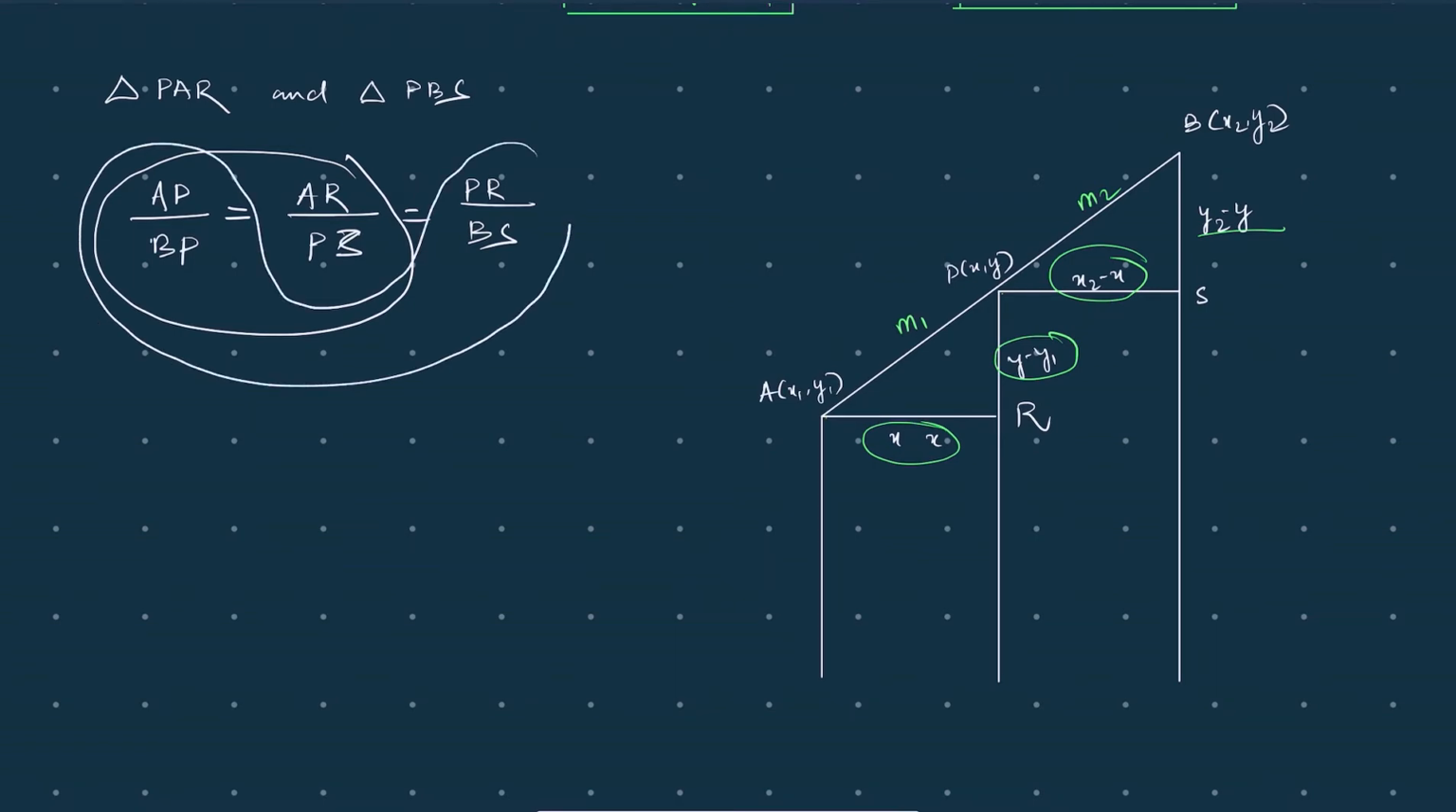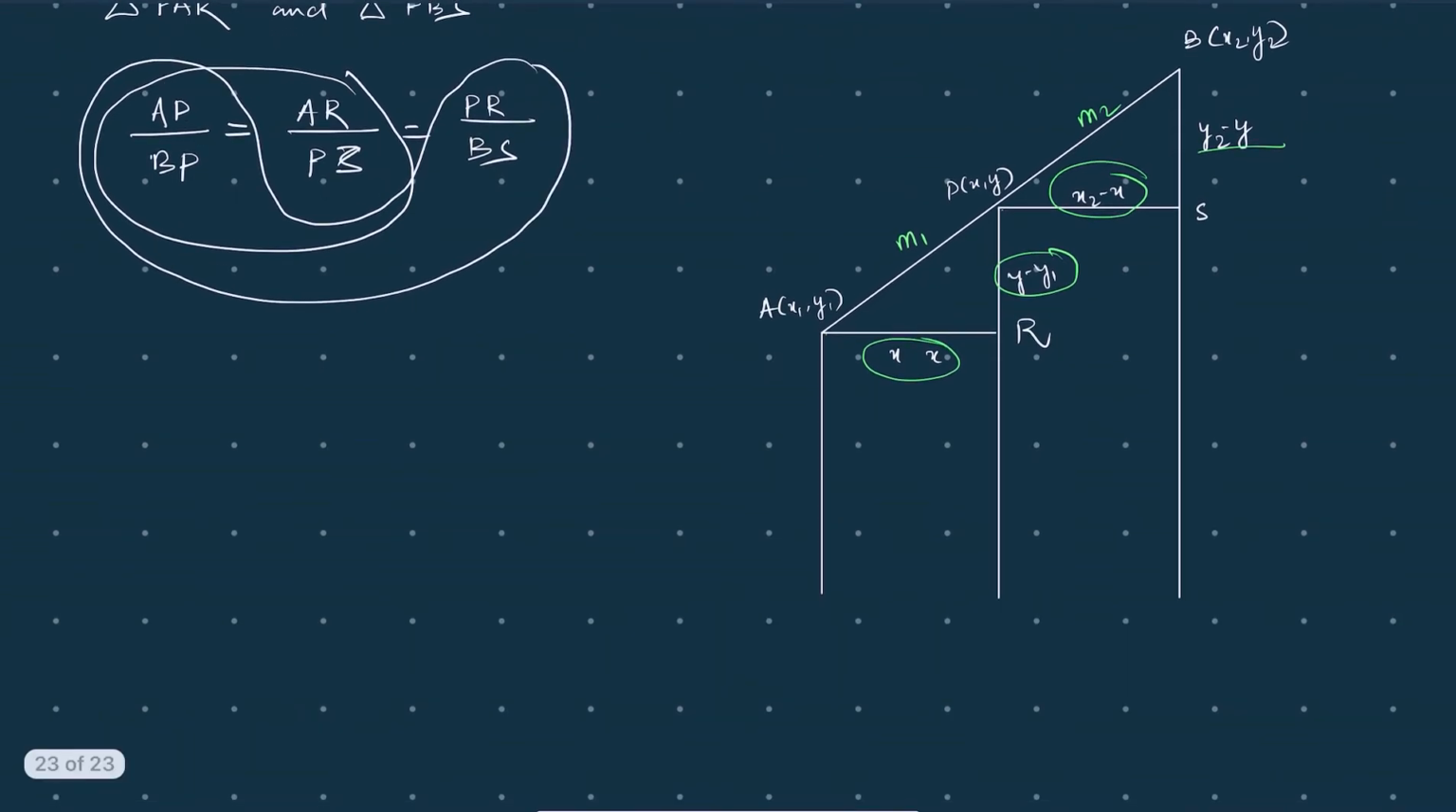Now you take the first one. AP by BP is equal to AR by PS. What is AR exactly? AR is nothing but x minus x1. AP by BP is m1 by m2. So this is nothing but x minus x1 by PS. PS is only x2 minus x.